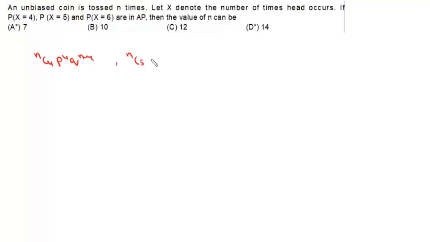This is nC5, p to the power 5, q to the power n minus 5, and this is nC6, p to the power 6 and q to the power n minus 6, and it says they are in AP, where p is 1 by 2 and q is 1 by 2. Now since p and q, they are all 1 by 2, so this factor in all the 3 cases will be 1 by 2 to the power n.